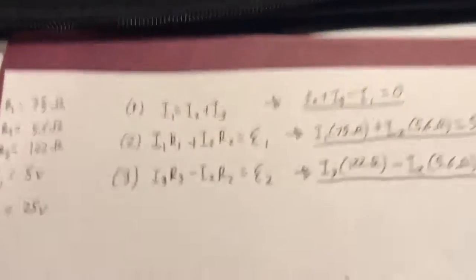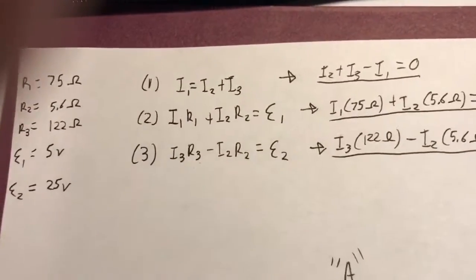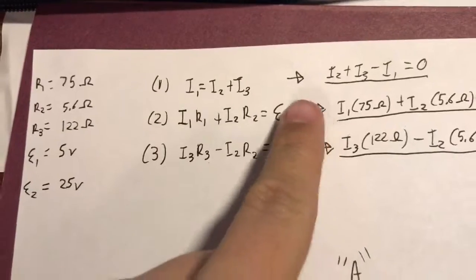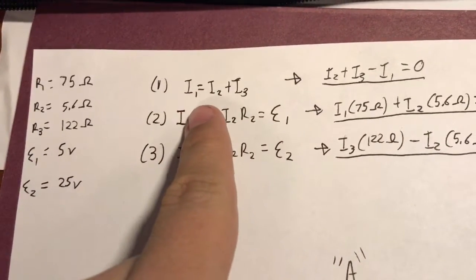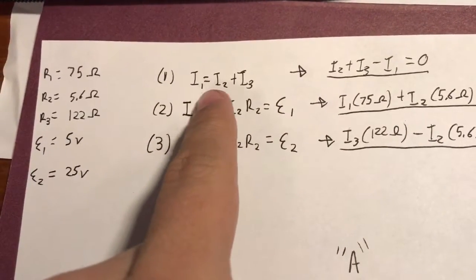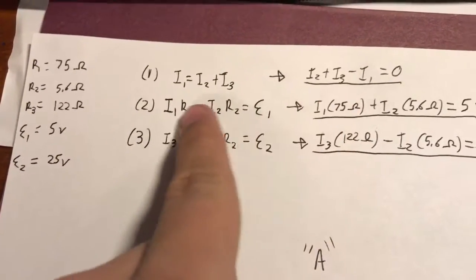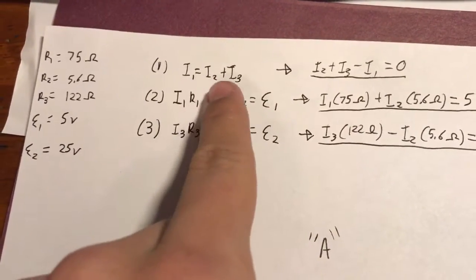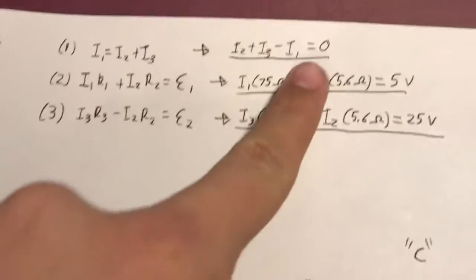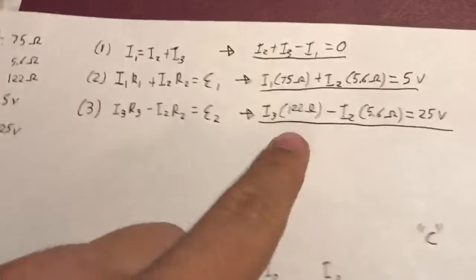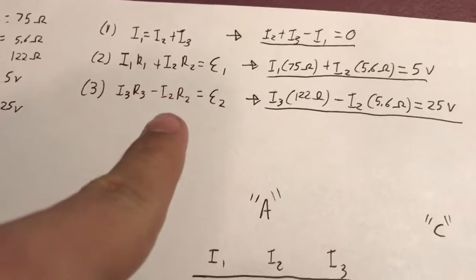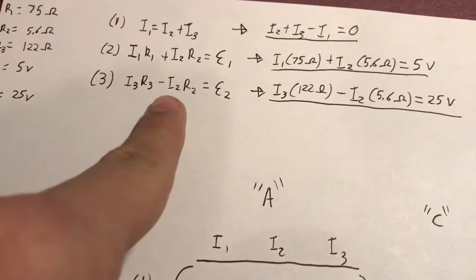Okay. So the first step that you're going to want to do for this, see I've got these arrows here, is that for this first step, you're going to want to get all of the currents on the same side of the equation, just like I have here. So all I did was I subtracted I1 from this side and brought it over here, and that equals 0, and that's what we want. That's good. These two are set up already the way that they're supposed to be.